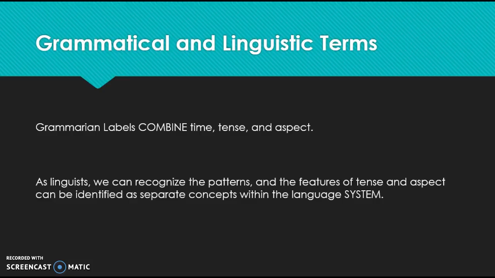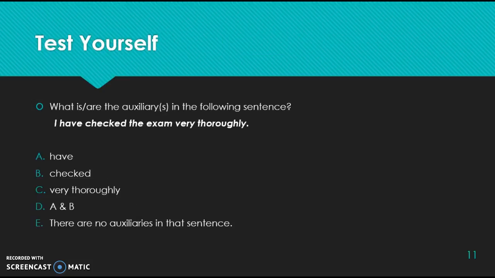Okay, a couple of test-yourselves. I'm going to give you a question, and you are to decide on the right answer, and you can pause the tape and decide. In the sentence, I have checked the exam very thoroughly, you want to look first at the main verb. What is the main verb here? It's checked. Okay, so does checked have an auxiliary? Yes, it's have.